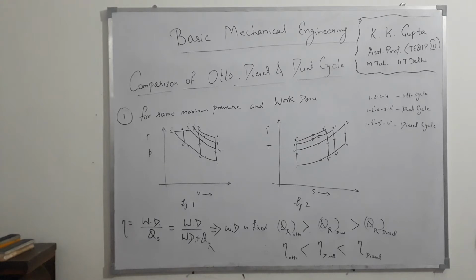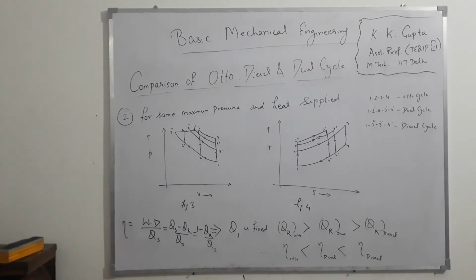the heat rejection, and from figure 1 and 2 it is clear that heat rejection in Otto cycle is maximum and heat rejection in diesel cycle is minimum. It means efficiency for Otto cycle is minimum and efficiency for diesel cycle will be maximum for the condition same maximum pressure and work done.